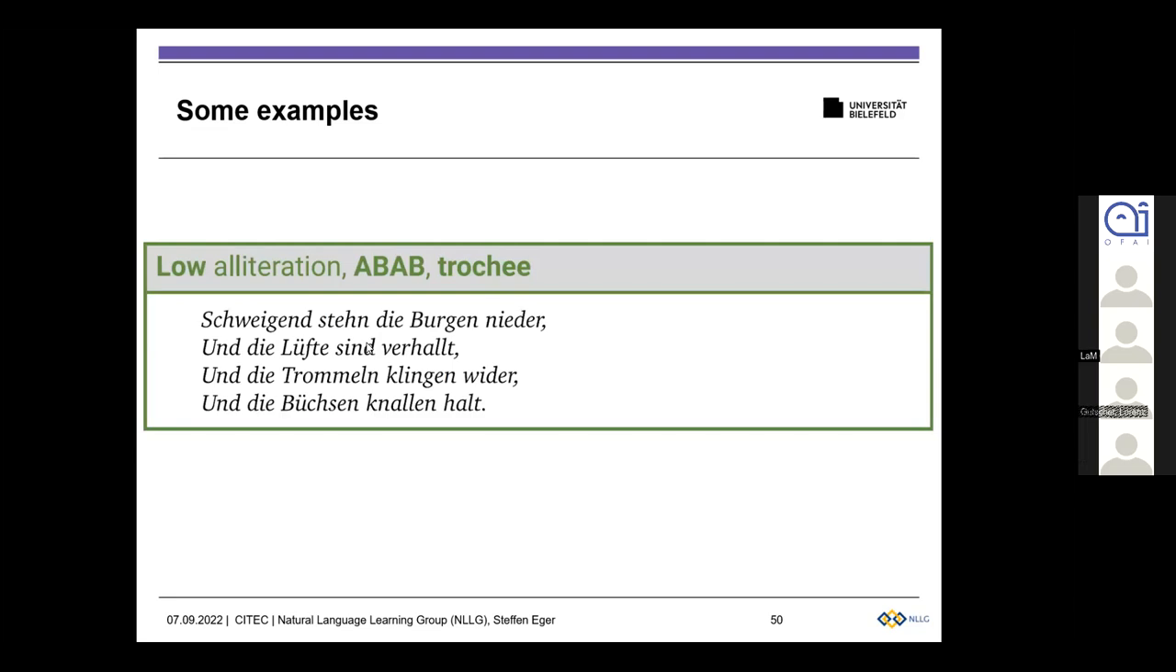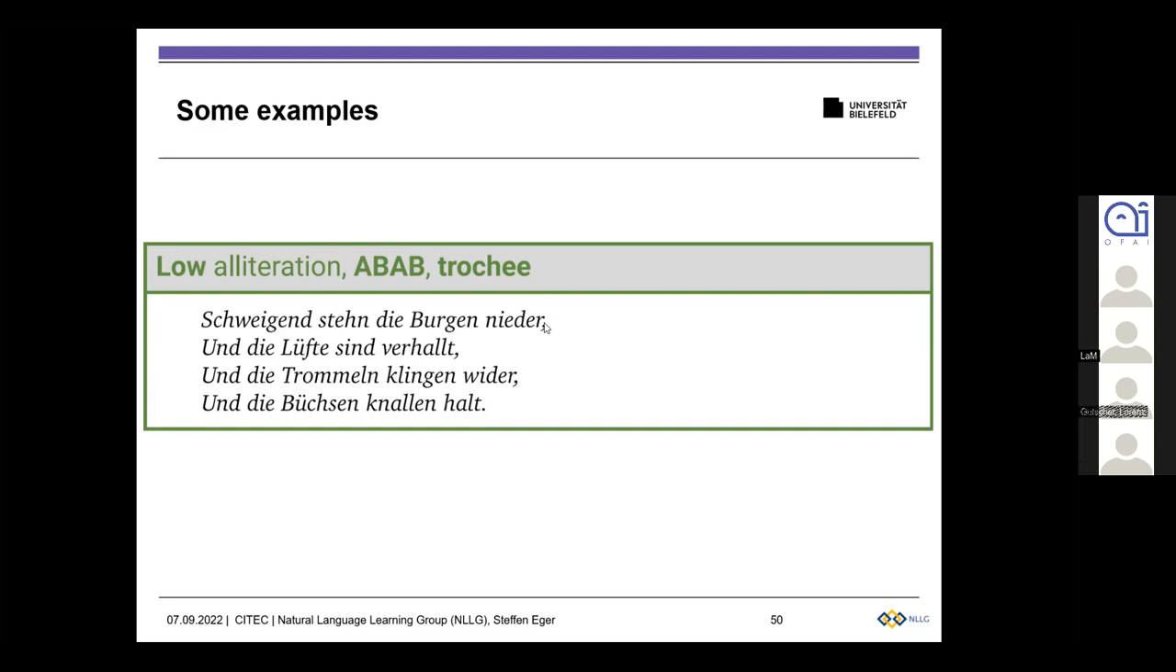Another example for German is here we demanded low alliteration, ABAB and trochee, so here the poem is, "Schweigend stehen die Burgen nieder und die Lüfte sind verhallt und die Trommeln klingen wieder und die Büchsen knallen halt." So again, you see here, nieder wieder, verhallt halt. And also trochee is the opposite of jambus. So you have stressed and then unstressed. So we have schweigend stehen die Burgen nieder.